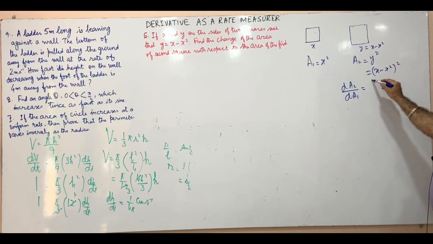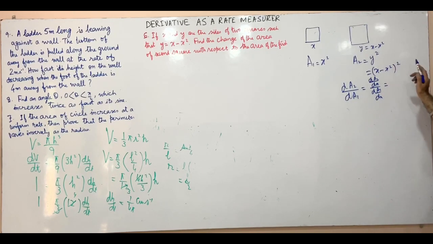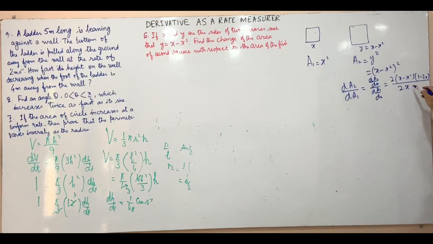So this will be d area of second with respect to x, over d area of first with respect to x. Now the derivative of this is 2 into x minus x square into the derivative of this bracket, 1 minus 2x, and the derivative of x square is 2x. 2 will cancel out, take x common, it's 1 minus x into 1 minus 2x, and upon x. So this is your answer: 1 minus x into 1 minus 2x.